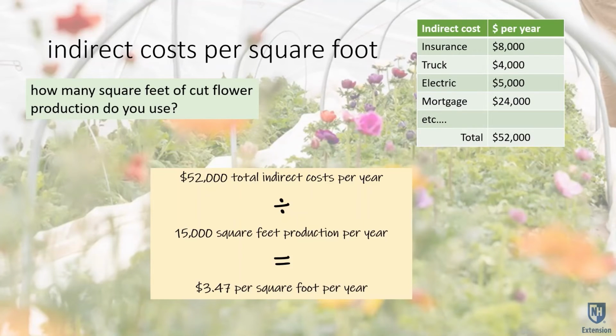Now simply we take those indirect costs per year, divide them by the number of square feet of production you have, and that gives us this idea of how much it costs us to grow 1 square foot per year, how much it costs us in those indirect costs. And the example I've given here is $3.47 for every square foot of production space is what that square foot costs us in indirect costs.